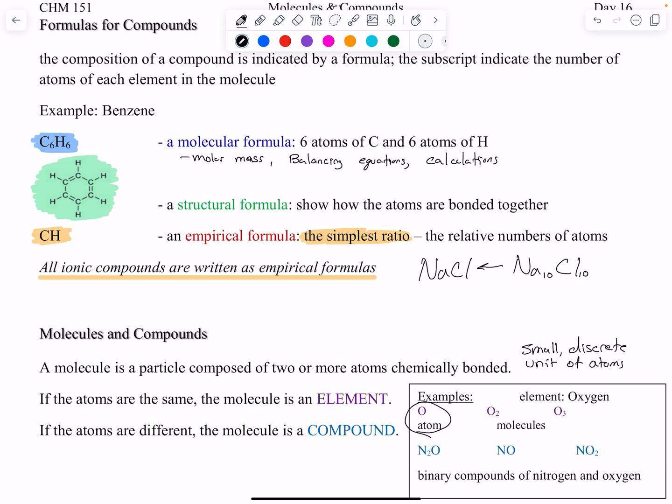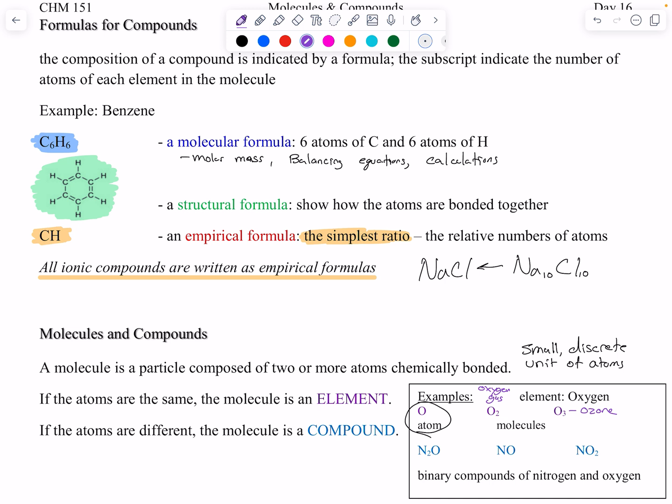This is oxygen gas. Use a different color. And O3 is ozone. And ozone is a different allotrope of oxygen. So it's another elemental oxygen. It's just not the common one, right? But you've heard of the ozone layer, I'm sure. Big deal when I was a kid. Now, if the atoms are different, the molecule's a compound. And they're different compounds, all right?